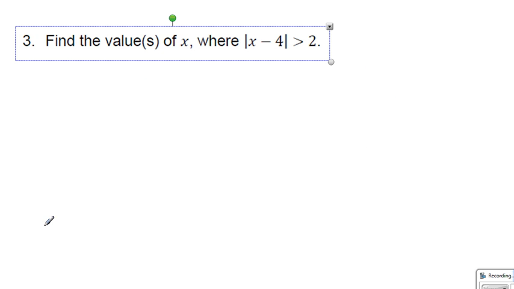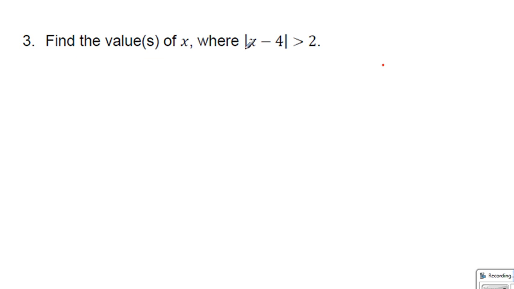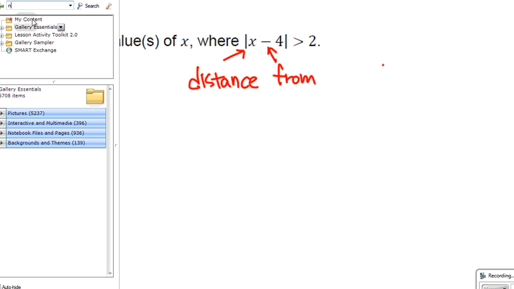Alright. Number 3. Find the value or values of x where this is true. What we talked about in class was that absolute value refers to distance. Now, this negative sign talks about the center of the inequality. And so that means we are looking for values of x where the distance from 4 has to be greater than 2. Now then, what if we had to get the number line here?